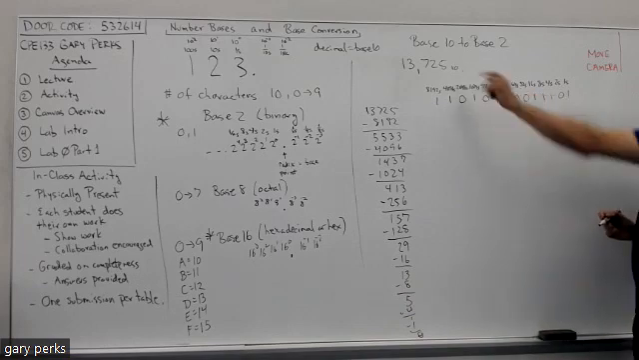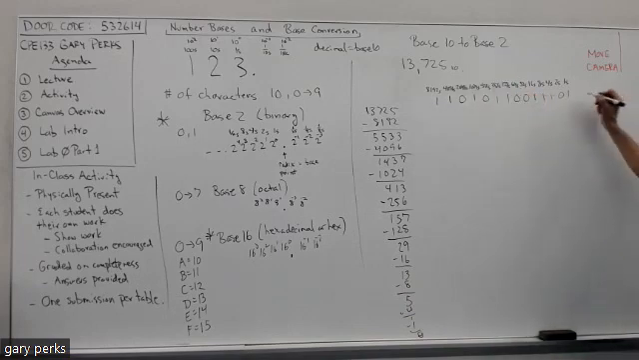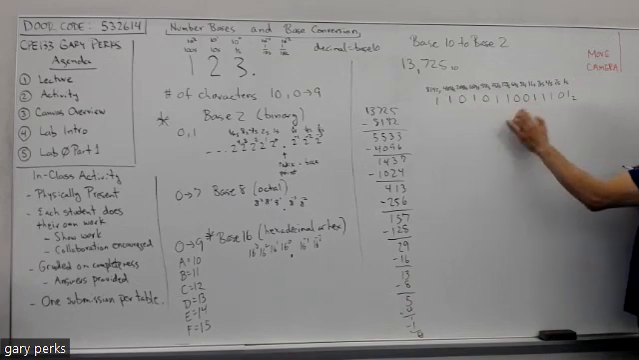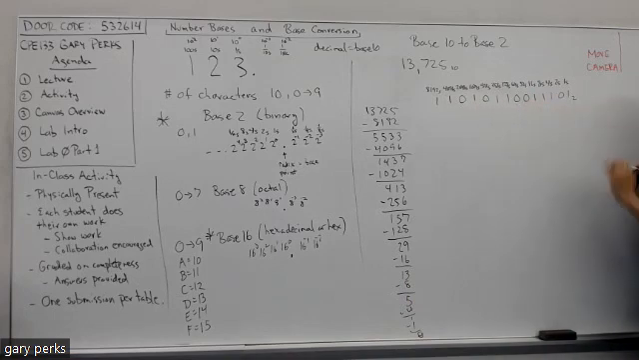Okay, so 13,725 in base 10 is 1 1 0 1 0 1 1 0 0 1 1 1 0 1 in base 2.